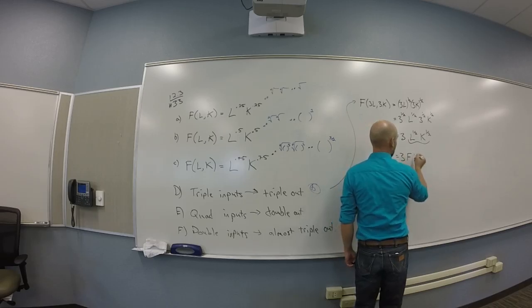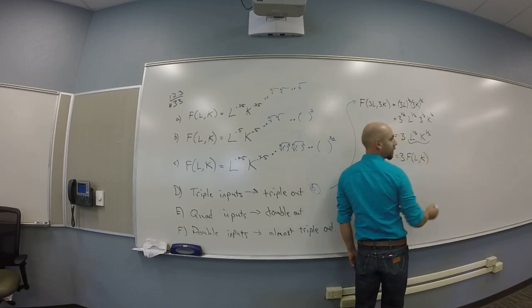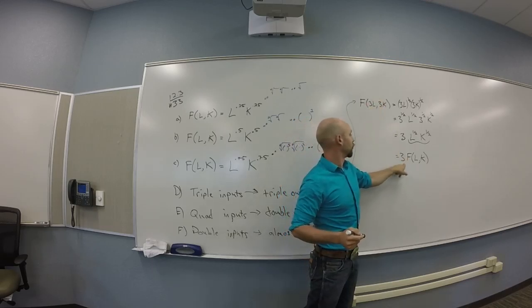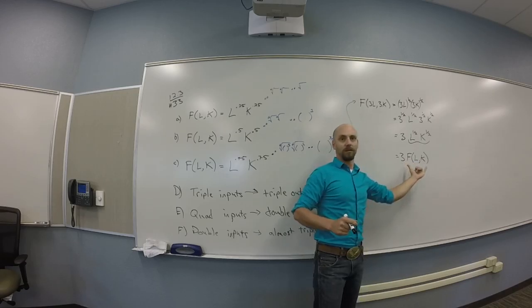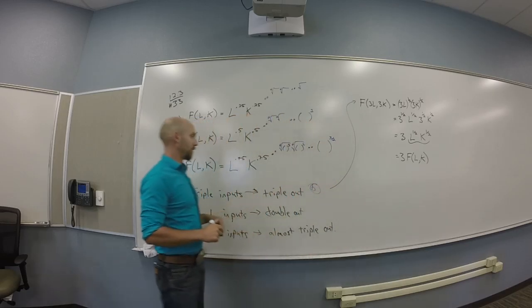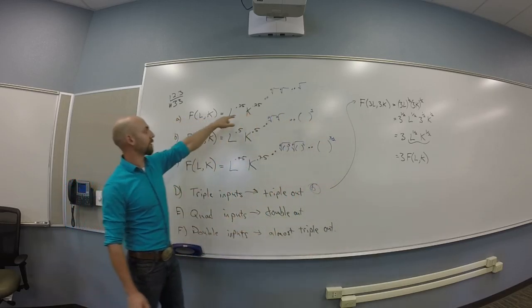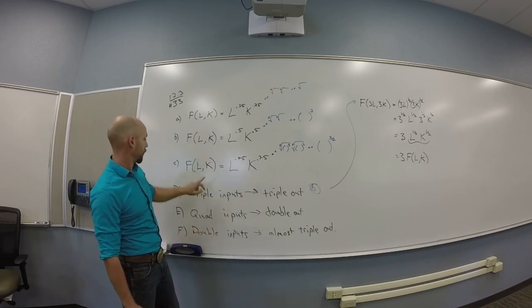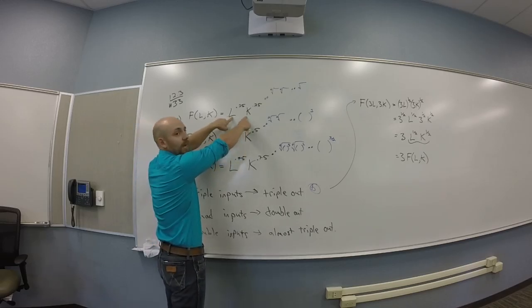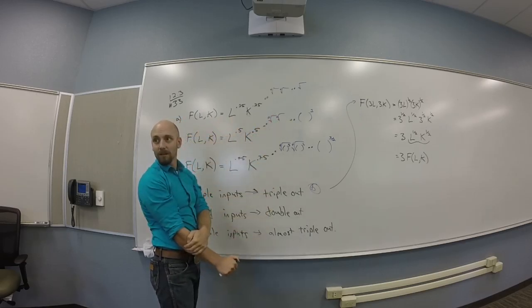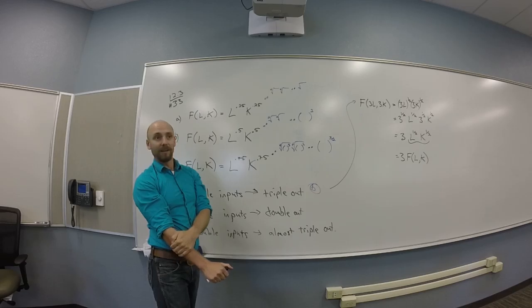So this is 3 times f of L and K. So if I triple the inputs, right, I get triple the original output. You guys with me? And then that's only because they're to the 1/2, right? Yeah. If I had picked one of the others, right, for instance, if I had tripled the inputs in this guy, in A here, the one with the quarter powers, what would I have gotten? Yeah, I would have gotten the square root of 3.